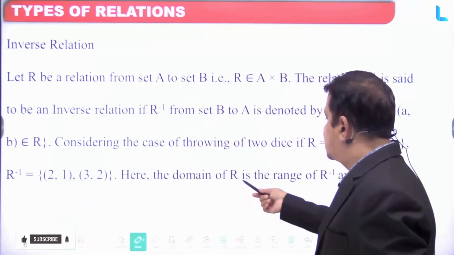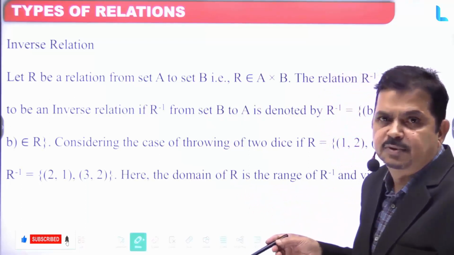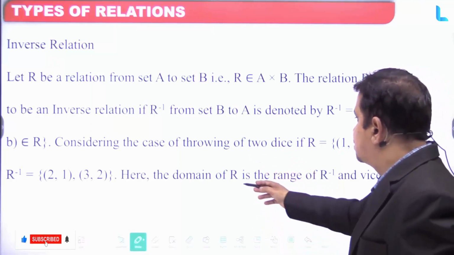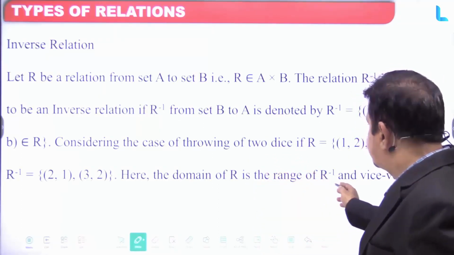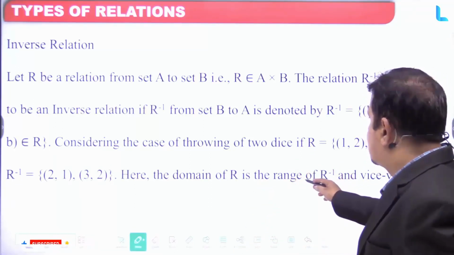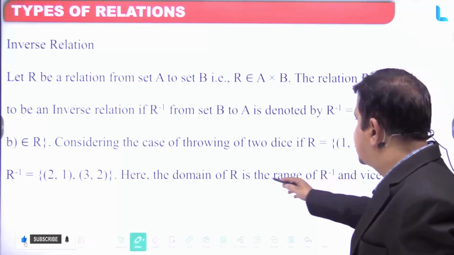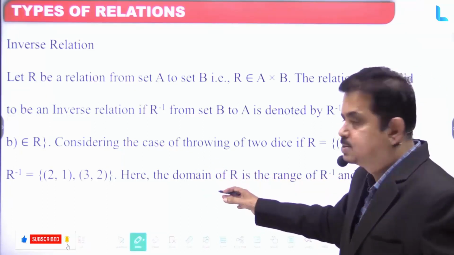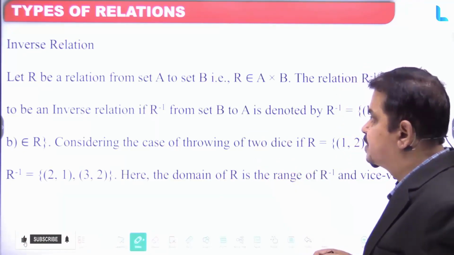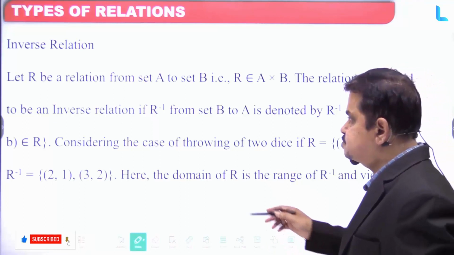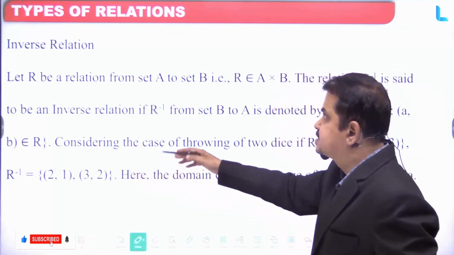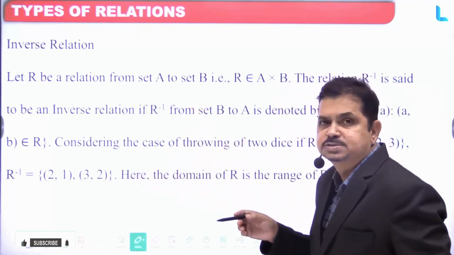Here the domain of R is the range of R inverse. The property associated with the inverse relation is that the domain of R is the range of R inverse and vice versa, and also the domain of R inverse is the range of R. This is another property of the inverse relation. I hope this example helps us understand the meaning of an inverse relation.